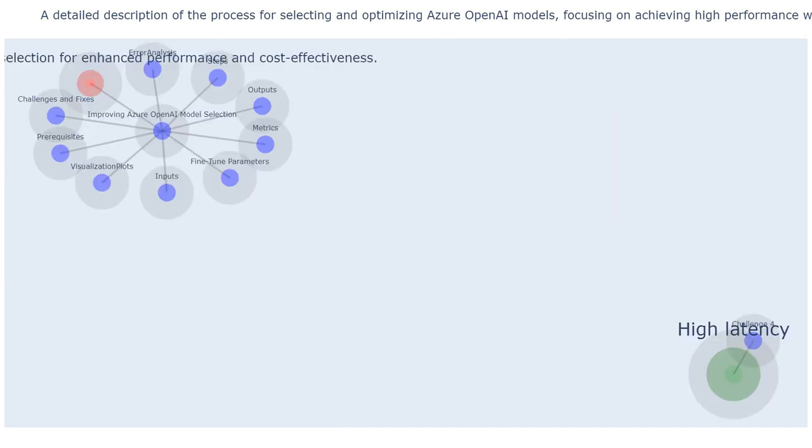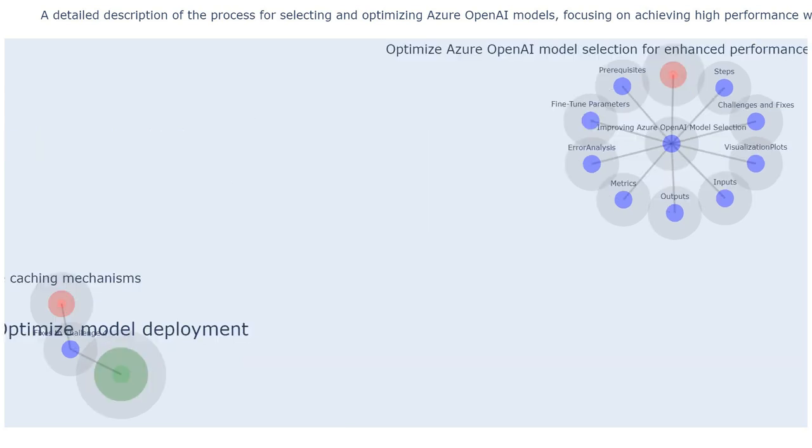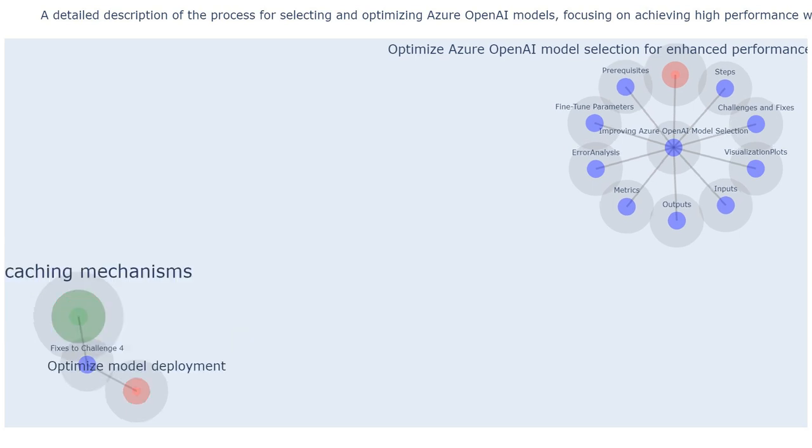Challenge 4. High latency can negatively impact user experience, especially in real-time applications where quick responses are crucial. Fixes to challenge 4. Optimizing model deployment involves choosing efficient deployment configurations and optimizing the inference process to reduce latency. Using caching mechanisms involves storing frequently used model outputs to reduce the need for repeated calculations, leading to faster response times.